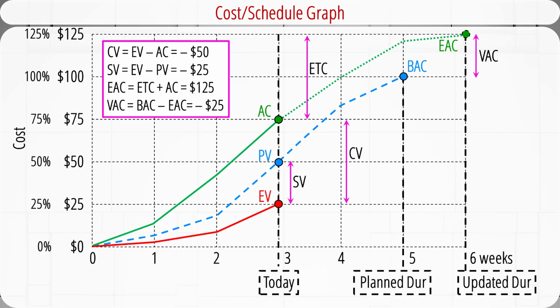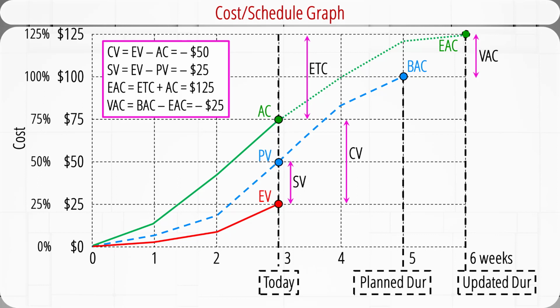At the end of week 3, the manager updated the estimation, and the dotted green curve at the top represents estimation towards the end of the project. The estimated cost to complete the remaining work, ETC, is $50. The new estimated cost at completion, EAC, is equal to ETC plus the actual cost, AC. And the result is $125, which is 125% of the baseline budget at completion, BAC.